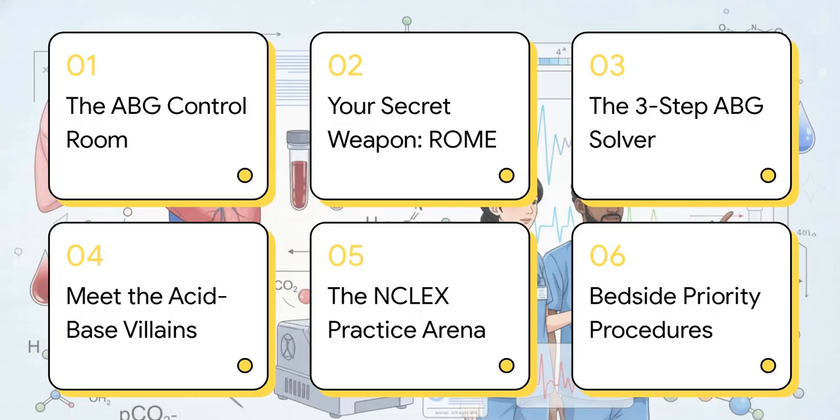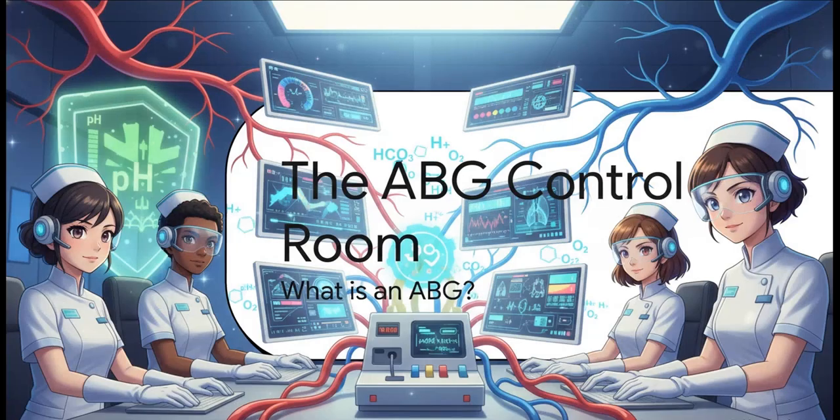So here's our game plan. We're going to start in the body's control room. Then I'll give you a secret weapon called ROME. After that, we'll master a simple 3-step solver, meet the 4 main acid-base villains, and then jump into the practice arena to test your skills before we cover some can't-miss bedside procedures. Let's get started. First stop, the ABG control room.